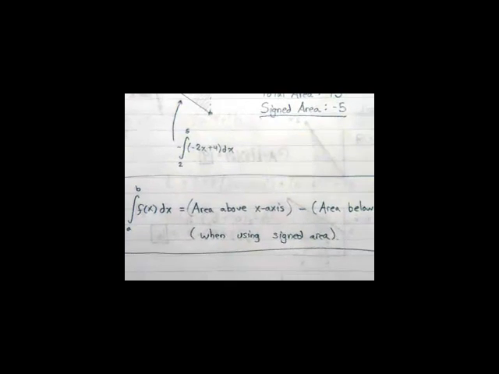Okay, and like I said, you guys knew to do that without me really having to tell you, just based on how the geometry of it gets set up there. But that's the idea. For an integral in general, when using signed area, it's the area above minus the area below. Okay, and sometimes that result comes out positive, sometimes it comes out negative. It just depends on what you got, if there's more area above or more area below.